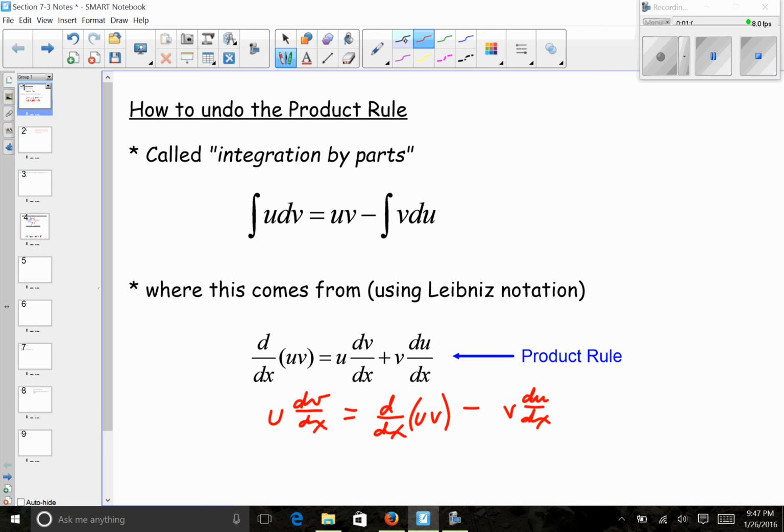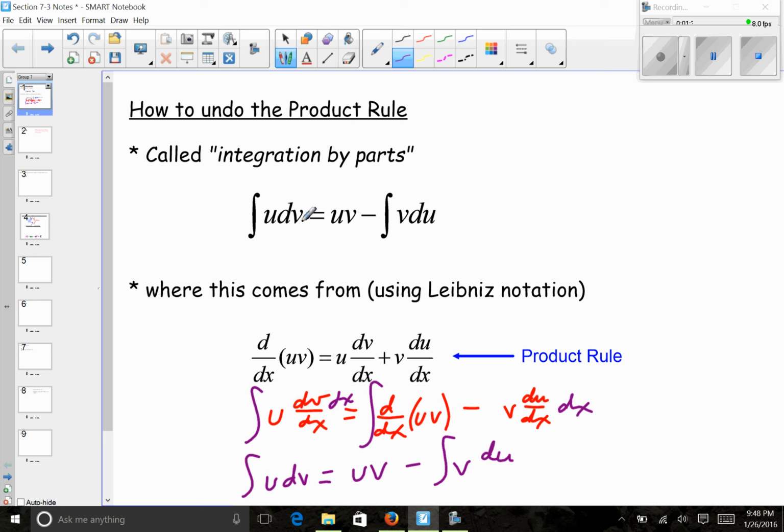And then I integrate both sides with respect to x. The dx's will end up canceling, so I would have here the integral of u dv. The dx's cancel, and I would just have uv. Here, the dx's cancel, and I'd be left with the integral of v du. And that's where this notation is coming from.